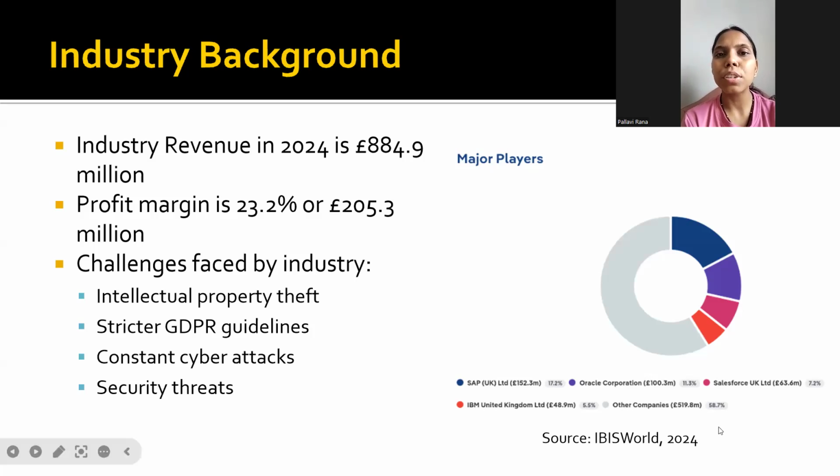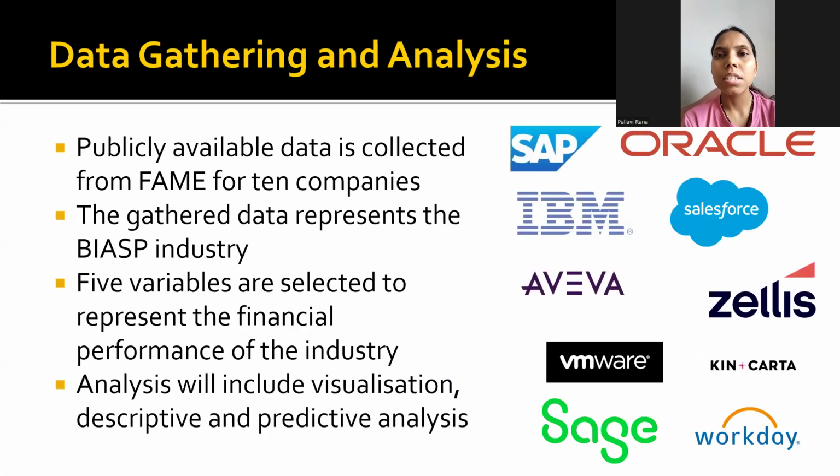I'm going to give you a brief idea about the data gathering and analysis. In this slide, I have mentioned the 10 companies on the basis of which I have gathered data to conduct the analysis of the BISP industry. The publicly available data for 10 companies over five variables are collected for a time period of 10 years, from 2013 to 2022. Also, the selected companies include both leading and emerging companies to fully represent the industry. The five selected variables include the turnover, the profit before taxation, the net tangible assets, shareholder funds, and the liquidity ratio to reflect on the financial performance of the industry.